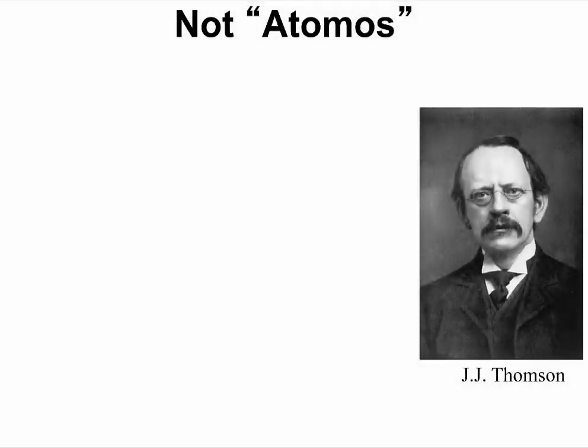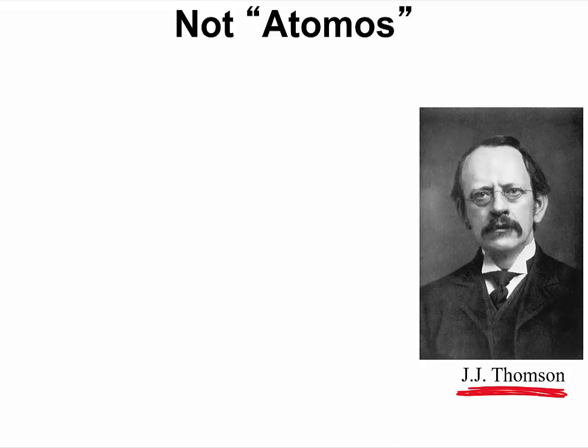In the year 1897, a physicist named J.J. Thomson made a very big discovery about atoms. While working in his lab, he found out that there are some things that are smaller than an atom. Let me explain the experiment to you so that you can follow me.